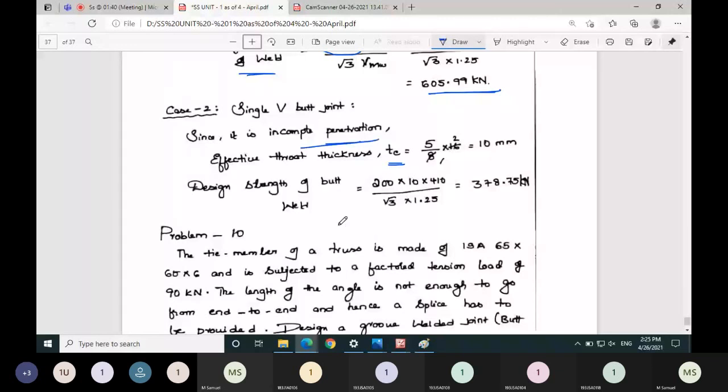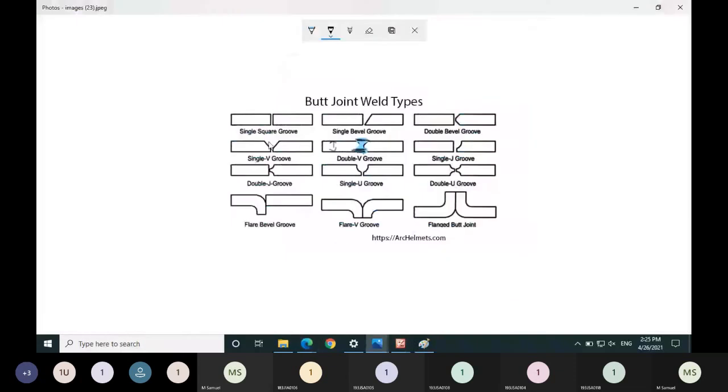So why am I taking this incomplete penetration? Let me show you that. See here, so this is single V groove, right? If I welded that V groove, you can clearly see that the weld did not go until the bottom part, right? It has ended at the mid.